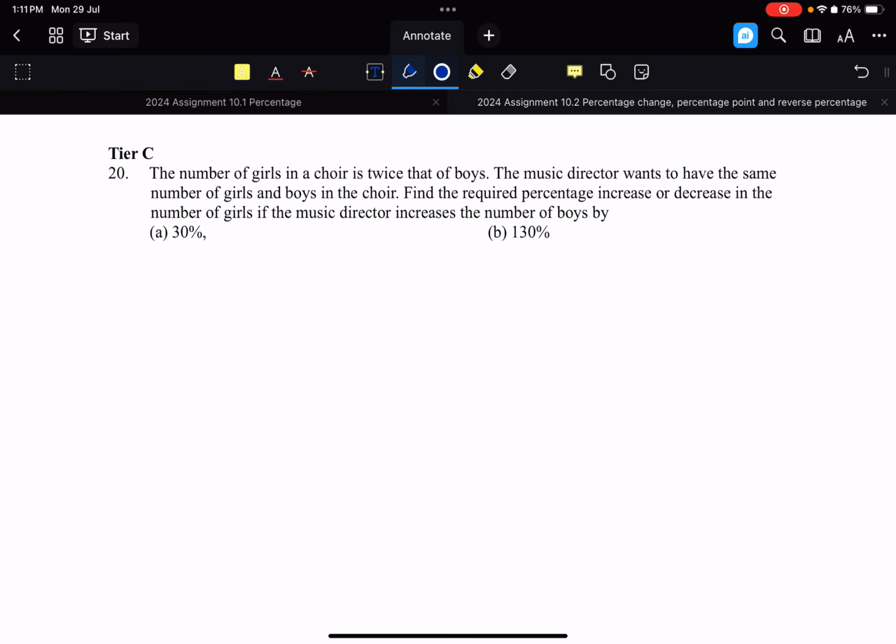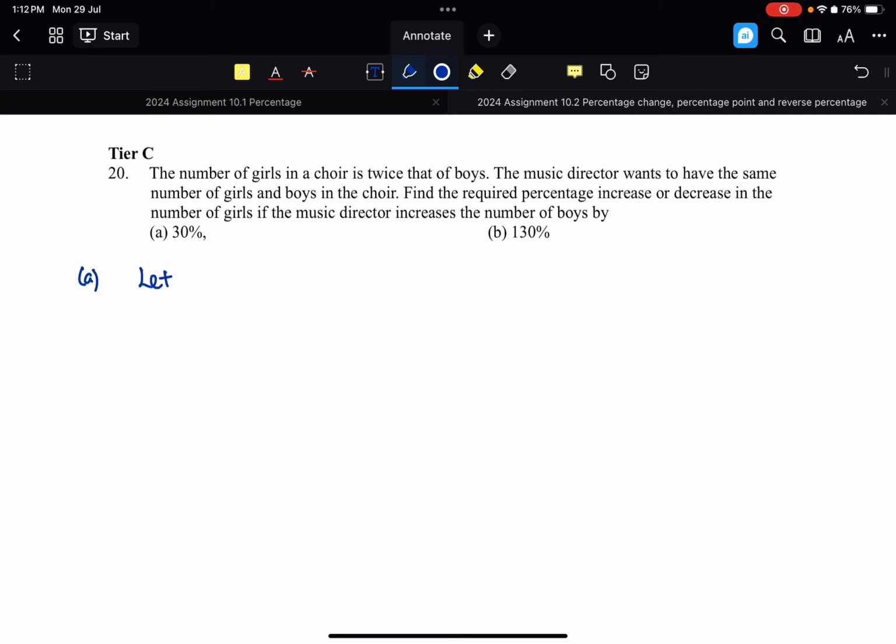Okay, in this question, the number of girls in a choir is twice that of the number of boys. The music director wants to have the same number of girls and boys, so find the required percentage increase or decrease in the number of girls if the music director increases the number of boys by 30%, and then after that increases by 130%. So we'll see, right? Let's start from part A first.